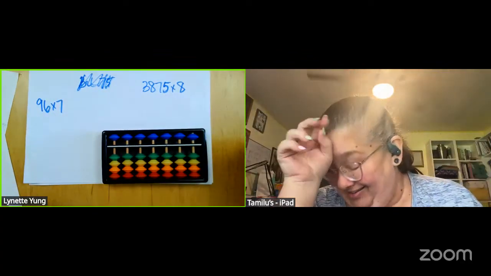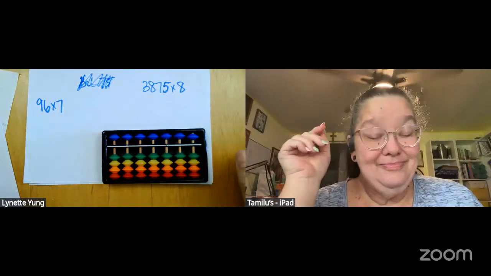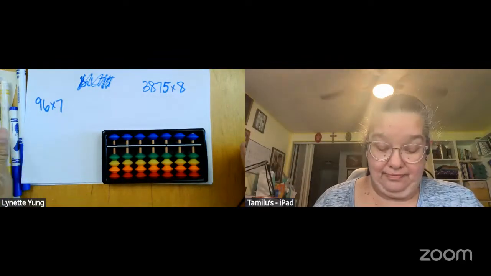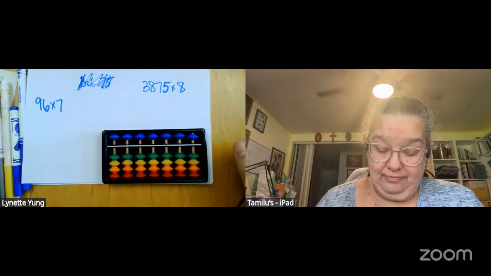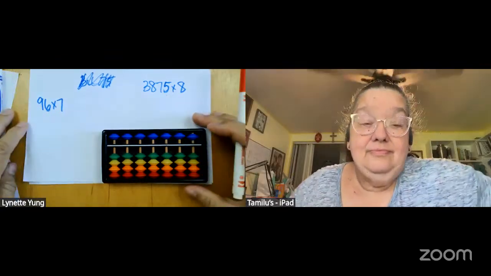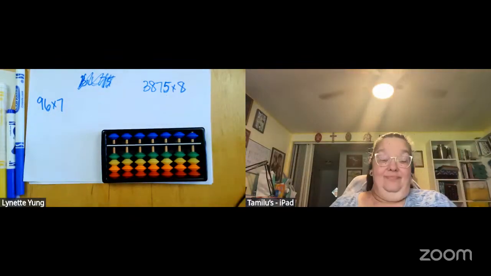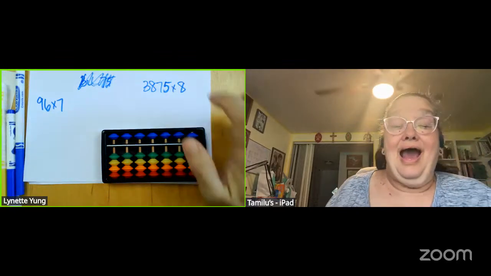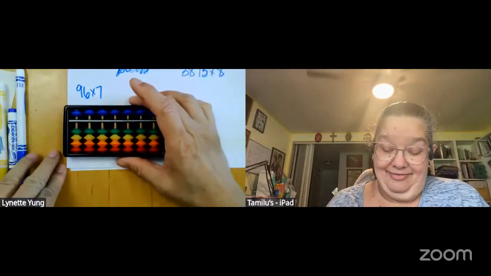All right, Alyssa, you ready? It's a small abacus, right? Yeah, you can do it on the small one. Okay, I'll use that. I have to go get my bountiful basket. So we can do these two multiplication ones. Let's do 96 times 7 first.